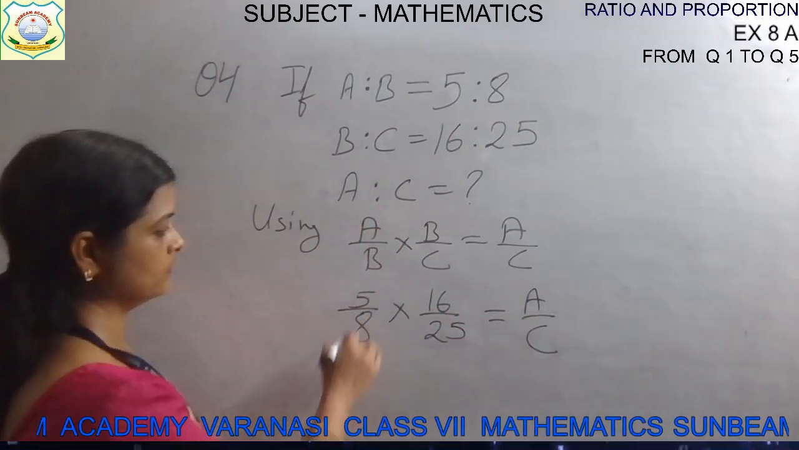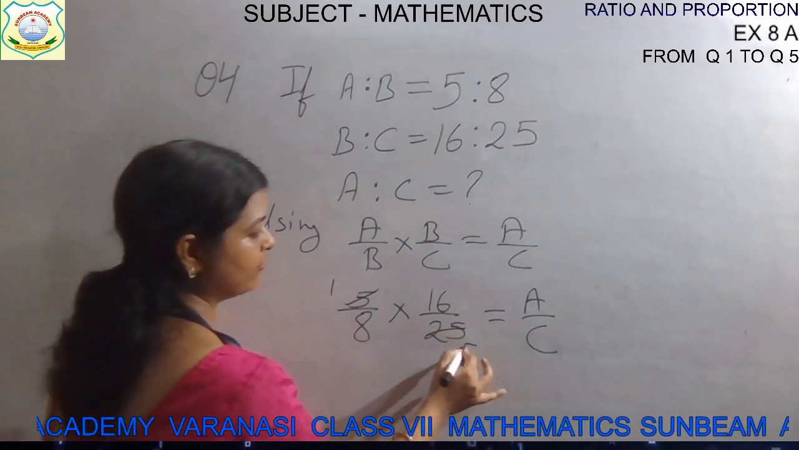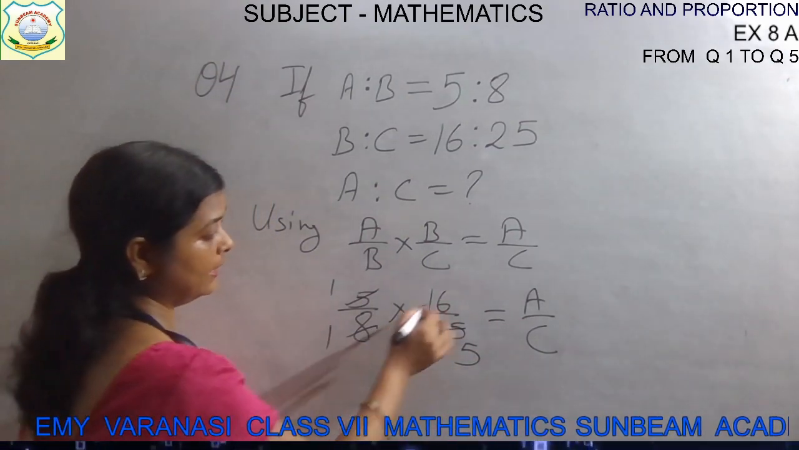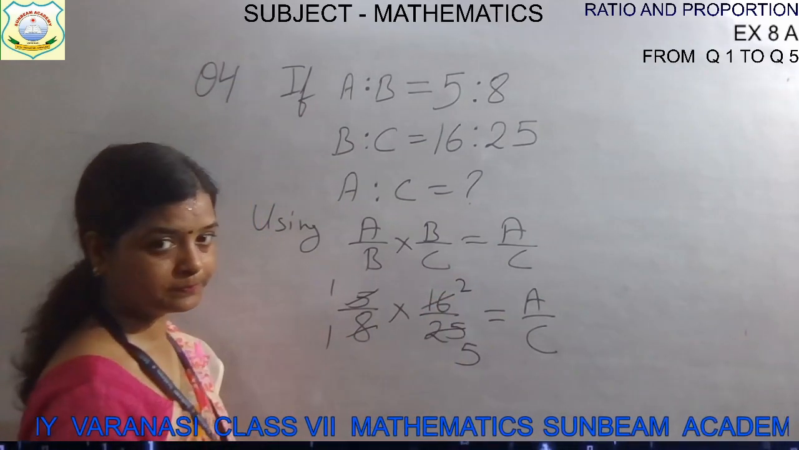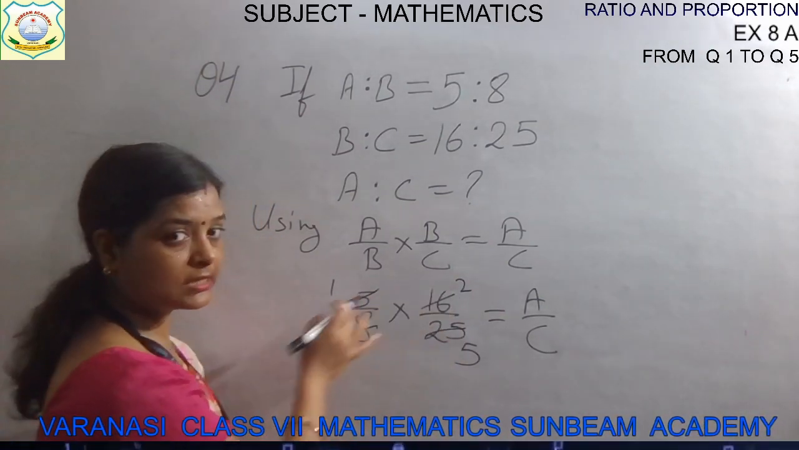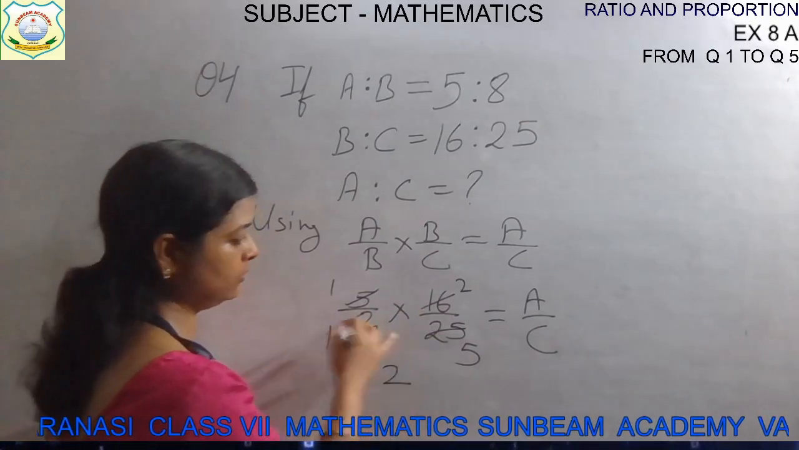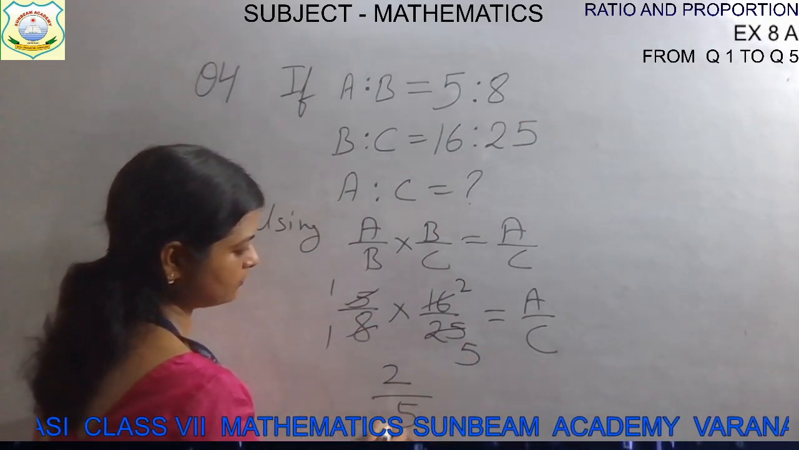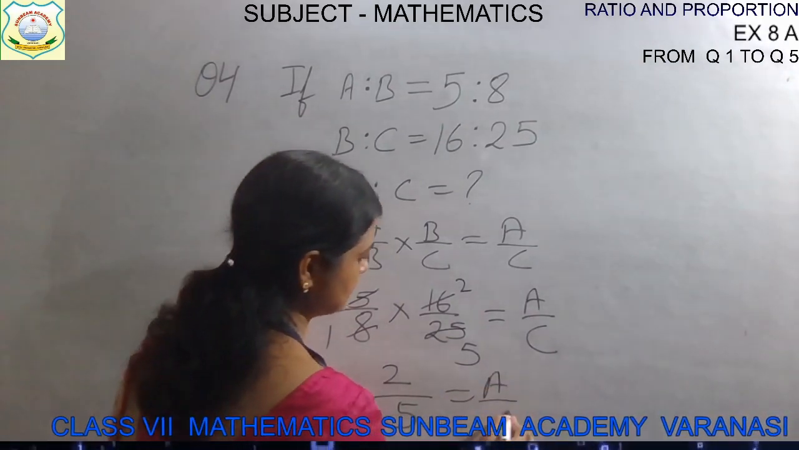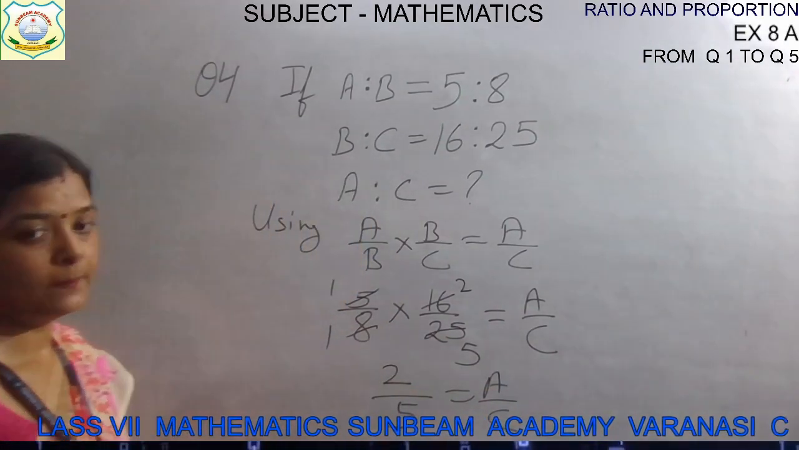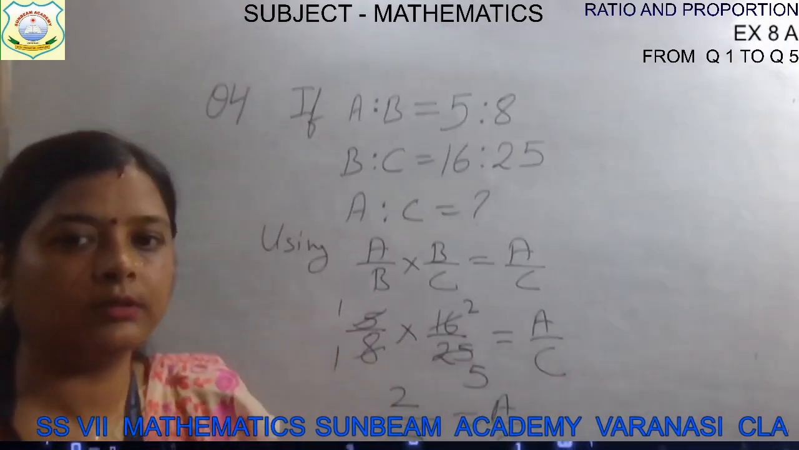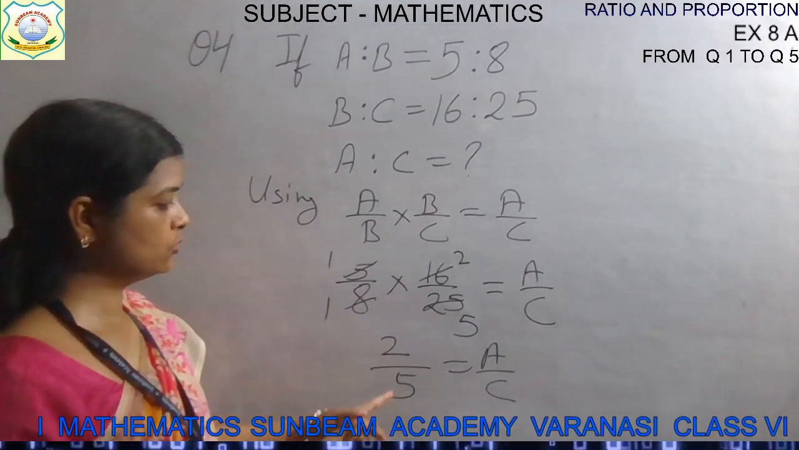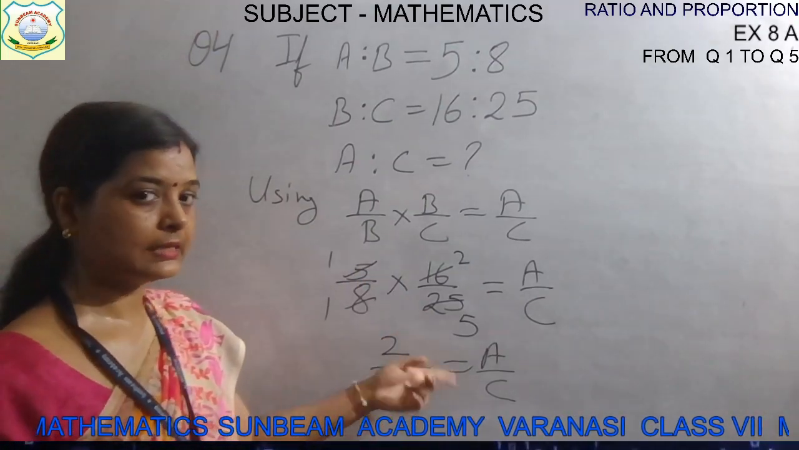5 ones are 5, 5 fives are 25. 8 ones are 8, and 8 twos are 16. Okay, so in the numerator what is left? 2. 2 ones are 2. And in the denominator what is left? 5 ones are 5, 5. That is equal to A by C. This is the answer, children. Yes, now it is visible. 2 by 5 is left here, that is A by C.